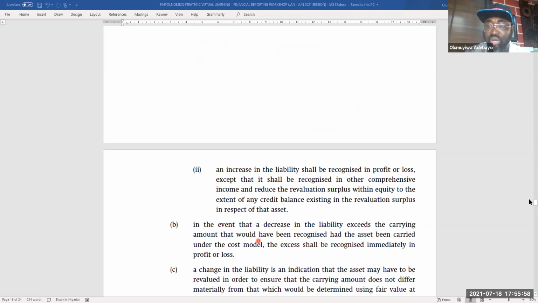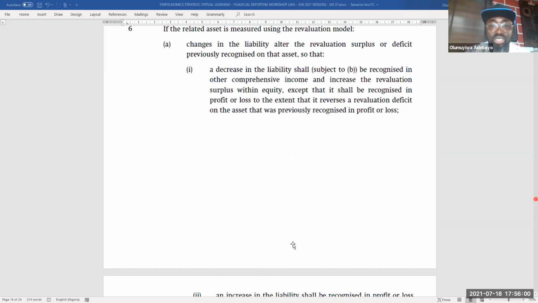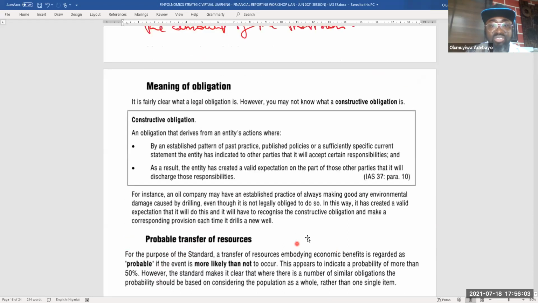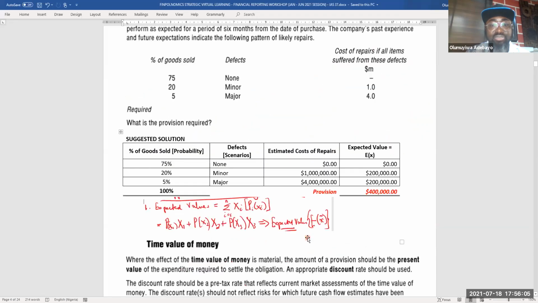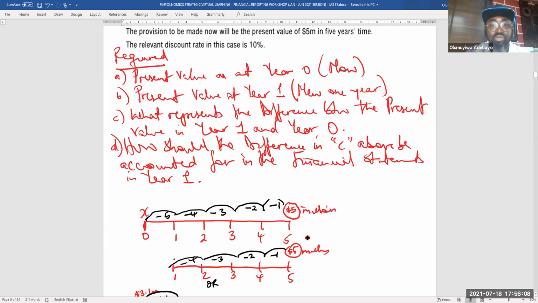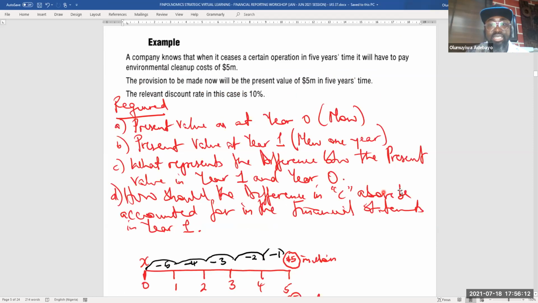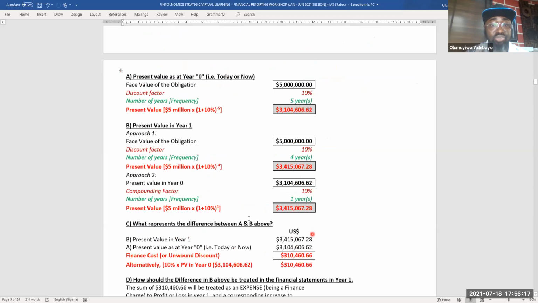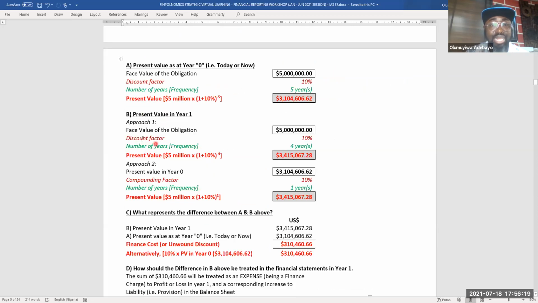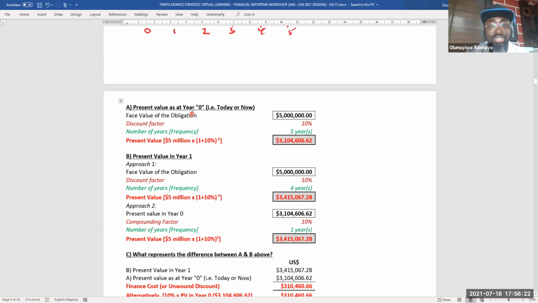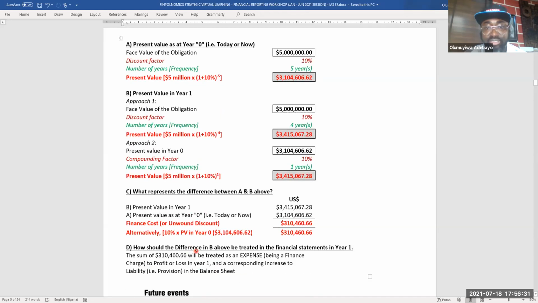And if you go back to our discussion earlier, you remember this analysis we did here, where we asked ourselves a simple question: how should the difference in C above be accounted for in the financial statements? And what is the C above? The movement between the liability in year 0 and in year 1. This movement is attributed to passage of time. And what is that movement?